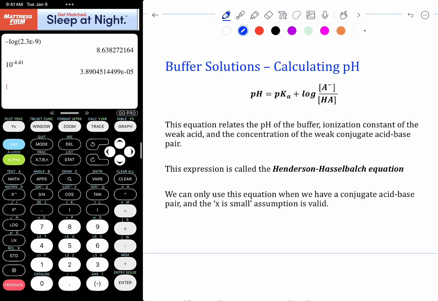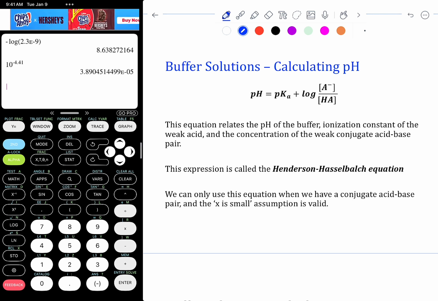Now this equation relates the pH of the buffer, the ionization constant Ka of the weak acid, as well as the concentrations of the weak acid-base conjugate pair. And it's again referred to as the Henderson-Hasselbalch equation, or HH equation, as I sometimes write it out, because that's far too many letters to write out while we're lecturing.